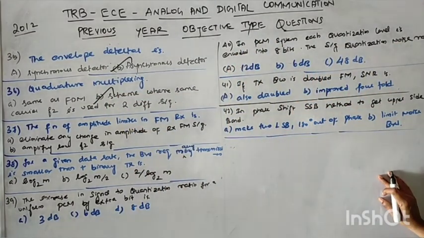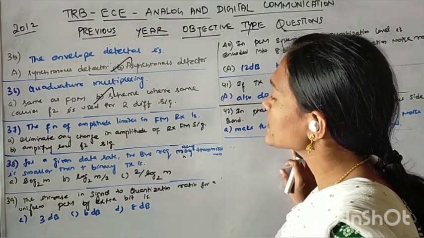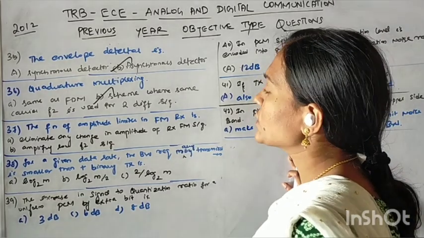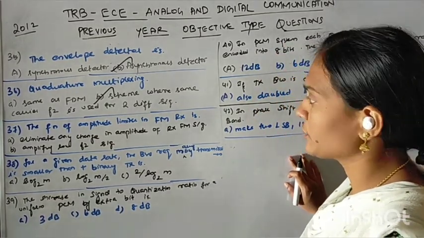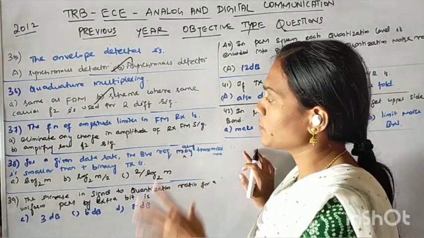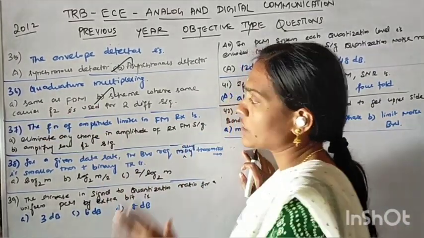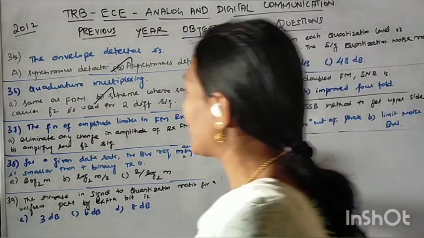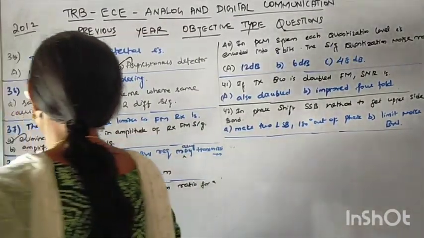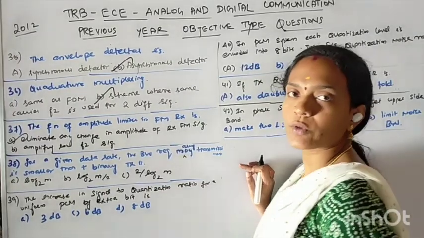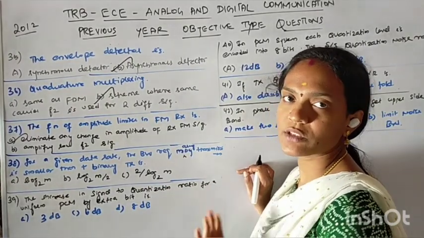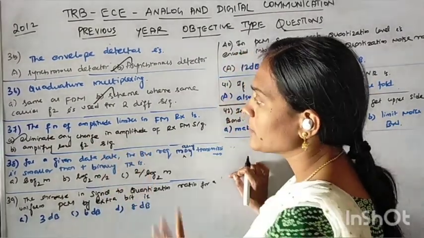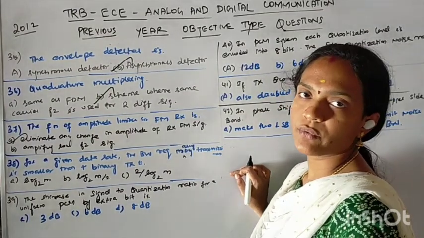And next question: the function of the amplitude limiter in an FM receiver is to eliminate any change in amplitude of the received FM signal. They have asked the function of the FM receiver. This is a direct question. Eliminate any change of the amplitude, since the amplitude is what varies. For an FM signal, the frequency changes, and the amplitude varies in the signal we get at the output. So option A is the correct answer: eliminate any change in amplitude of a received FM signal.